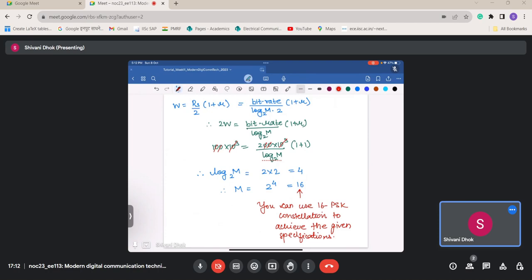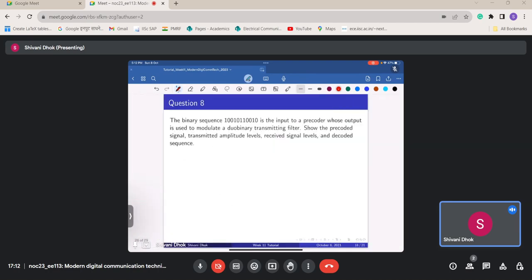Okay, so if there are no questions, then let's go ahead and solve the next question that I have planned to cover today. So what does it say? A binary sequence, this particular given binary sequence, is input to a precoder whose output is used to modulate the duobinary transmitting filter. Now, what all things do we need to show? We need to show the precoded signal, the transmitted amplitude levels, the received signals, and the decoded sequence. These are the 4 things that we need to show. So let us first mention what all things we need to show properly.